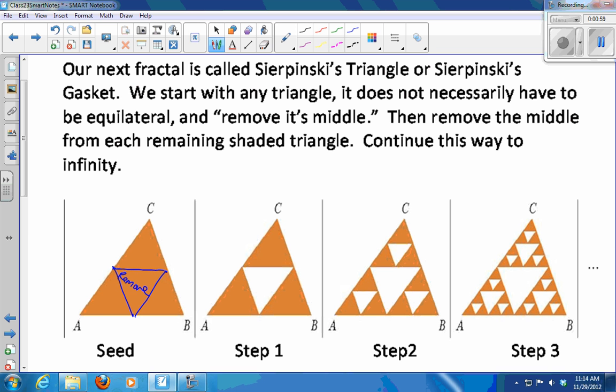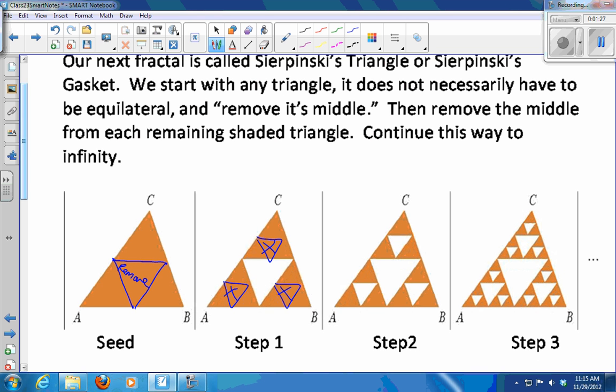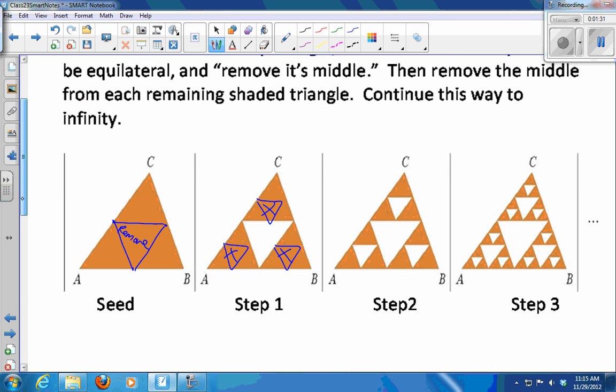You do the same thing to all the orange triangles to get to step 2. So you remove the middle again. Remove all these, and you're left with step 2. And now we have 9 orange triangles. Remove the middle of each one, and you get step 3. So you're just always removing the middle, and you continue this way to infinity. You do this an infinite number of times. Just keep doing it over and over again.